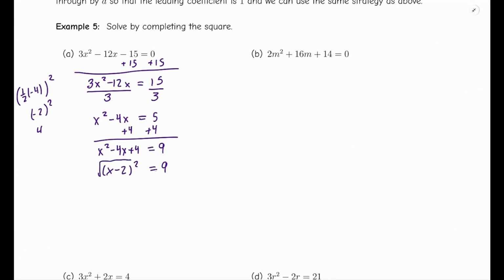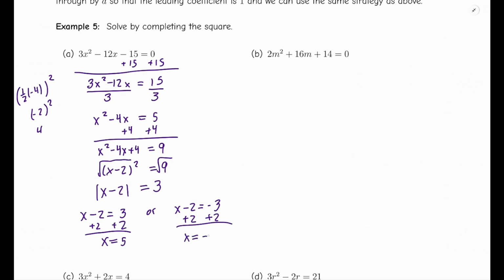Take the square root of both sides. We get the absolute value of x minus 2 is equal to 3. So x minus 2 equals 3, or x minus 2 equals negative 3. Add 2 to both sides. We get x equals 5, or x equals negative 1.